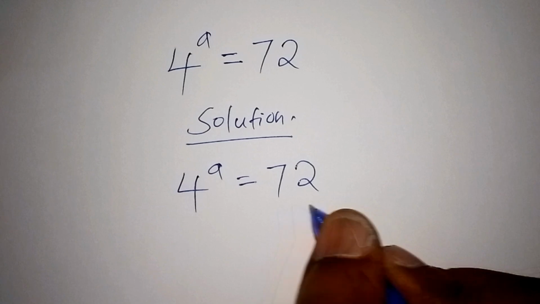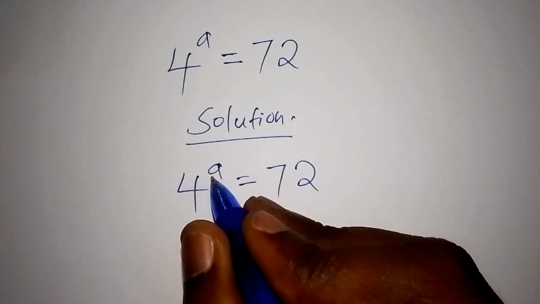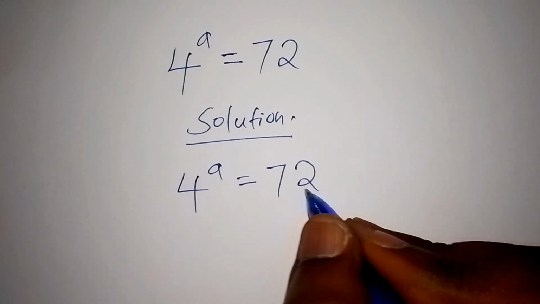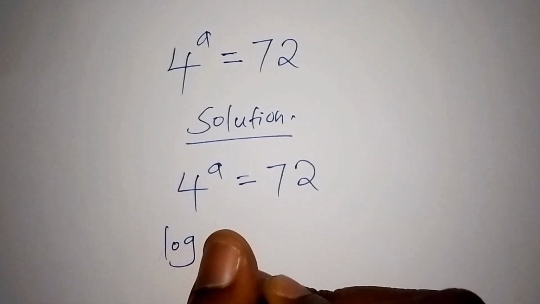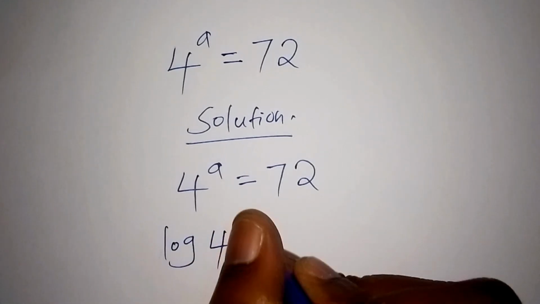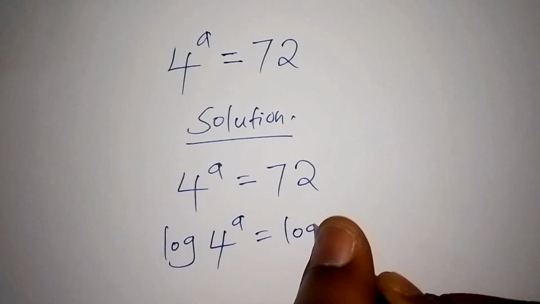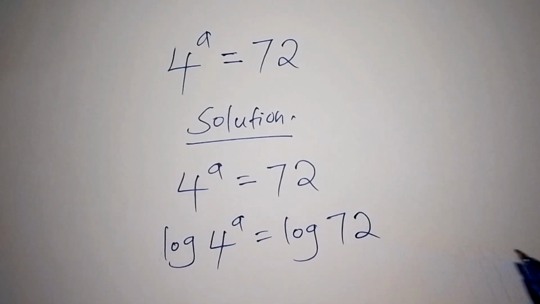So 72 being a whole number, 4 being a base, a being an index, it is difficult to express it into the base of 4. So now we shall introduce the log on both sides by having the log of 4 to the power of a is equal to the log of 72.